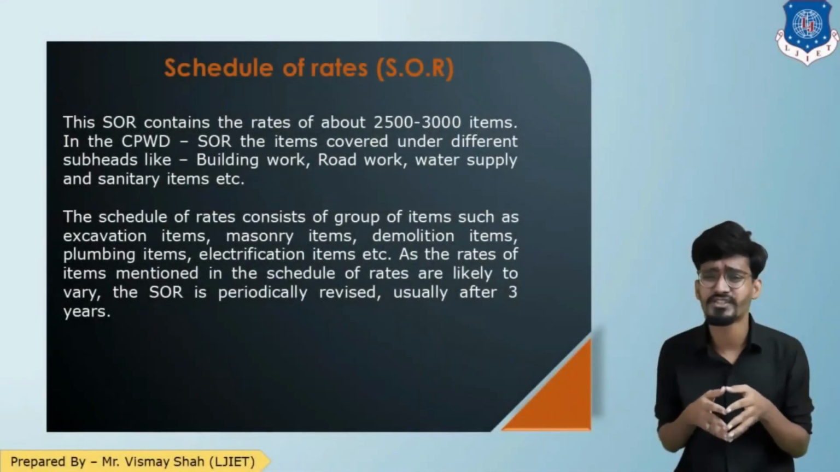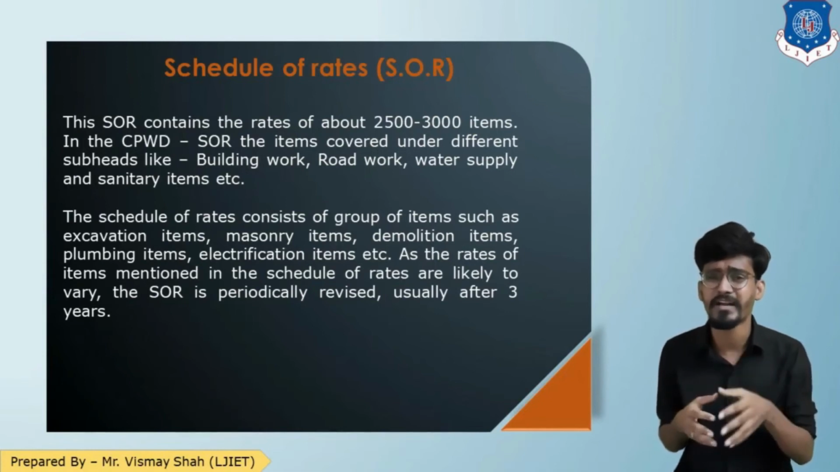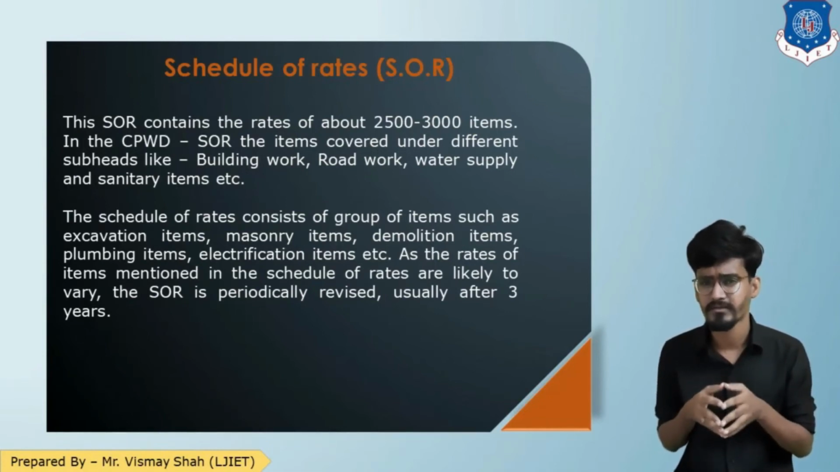This Schedule of Rates generally contains 2,500 to 3,000 items of work under certain heads such as building items, water and sanitary fittings, road work, etc. It consists of groups of items such as excavation, plumbing, demolition works, electrification, etc. And these rates are likely to vary, so the Schedule of Rates is generally updated within the span of 2 to 3 years. Every 2 to 3 years, this SOR is updated by the Central Public Work Department.